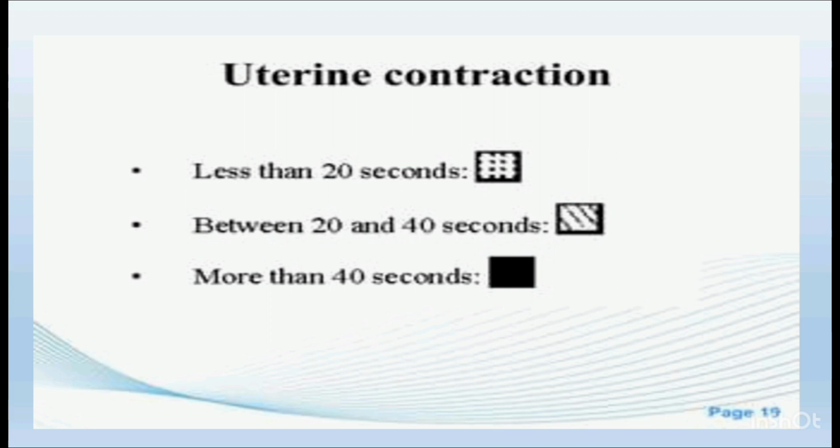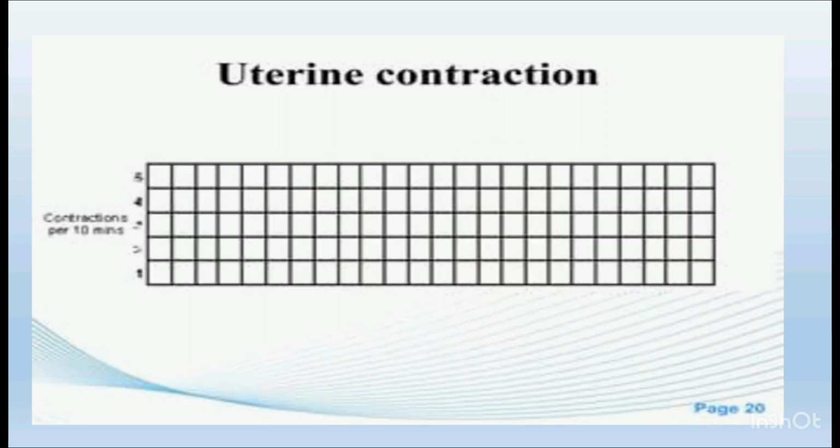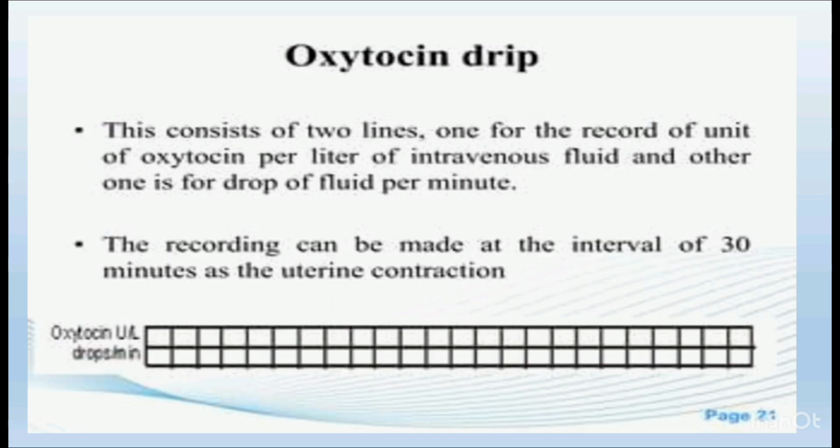If less than 20 seconds, we have to dot the partograph box, and between 20 to 40 seconds, we have to draw a zigzag line. If it is more than 40 seconds, we have to darken the contraction box. This is the section where we put the uterine contraction in a dotted way, zigzag line, or in a darkened way.